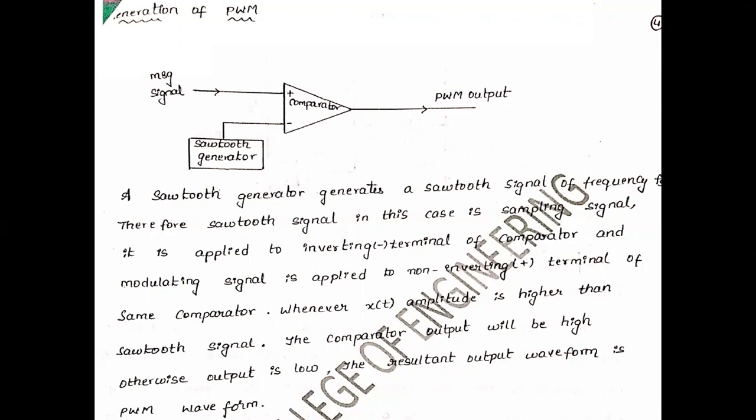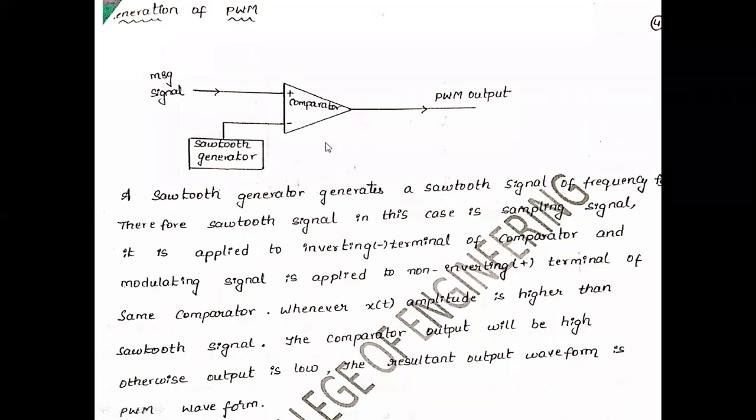Whenever the message signal amplitude is higher than the sawtooth signal, the comparator output will be high. Otherwise, the output is low. The resultant output waveform is as shown here.